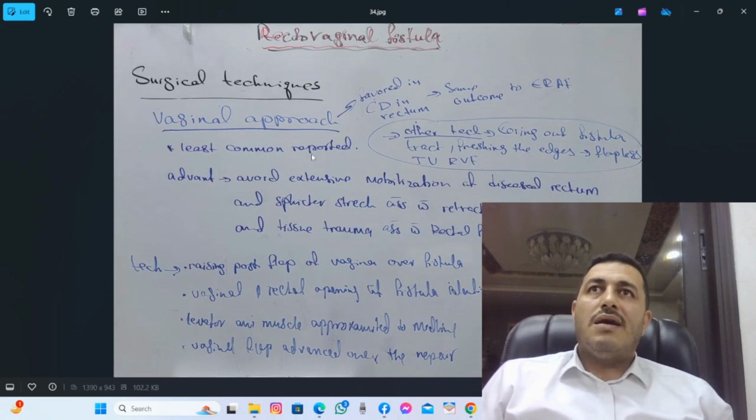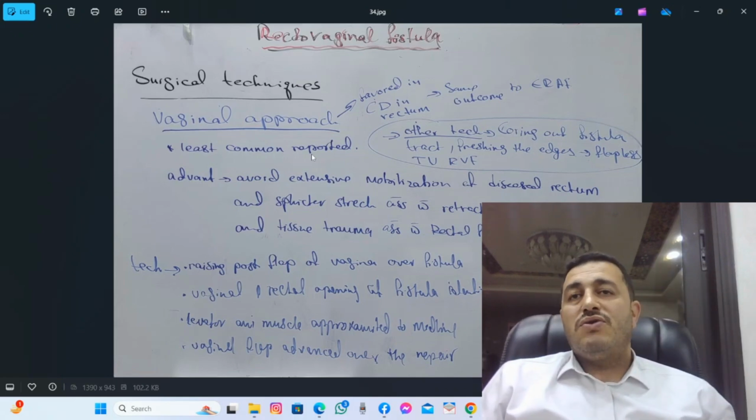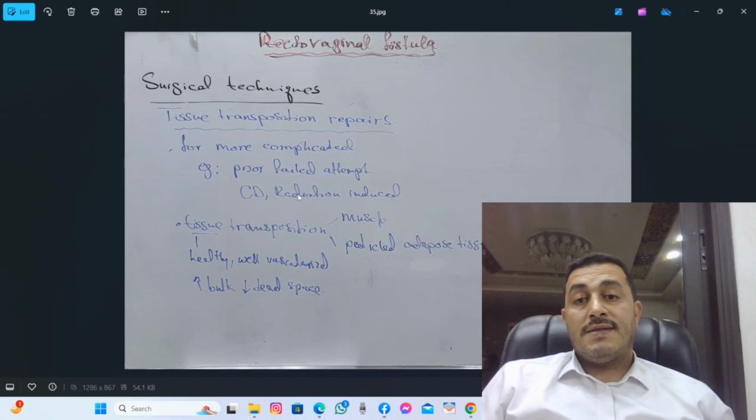Some techniques through the vagina are flapless, with no flap. It's just coring out the fistula, debridement of any granulation tissue, and closure of the fistula. As you see, the advantage is that we avoid extensive mobilization of the diseased rectum and sphincter stretch. We avoid sphincter stretch from the retractors that we use through the rectum. Technically, it is the same, and it's preferred in patients with Crohn's disease.